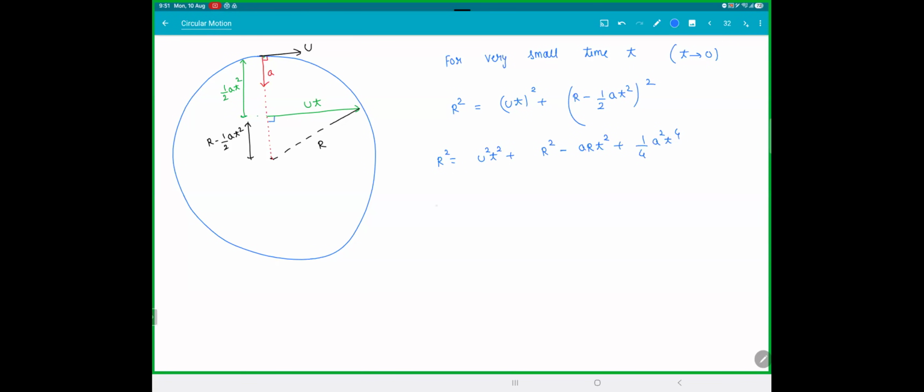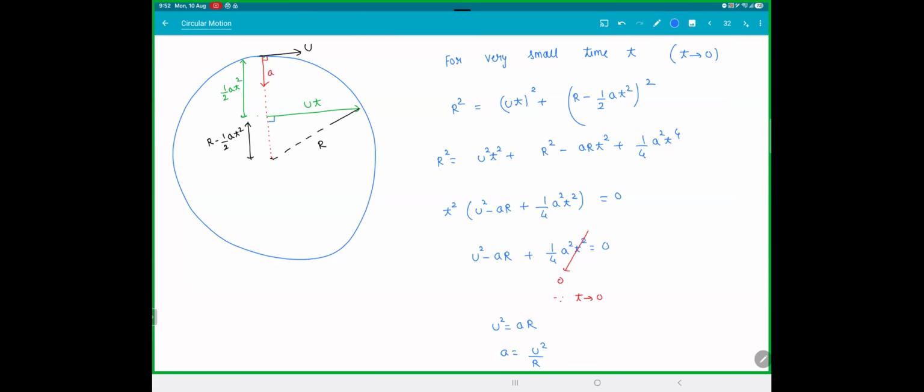R square goes off, and then you can take out t square common. You end up with (u square minus a r) plus 1 by 4 a square t square is equal to 0. Now, since the time is very small, this term will tend to 0. And then you end up with u square is equal to a r, and we get acceleration is equal to u square by r.